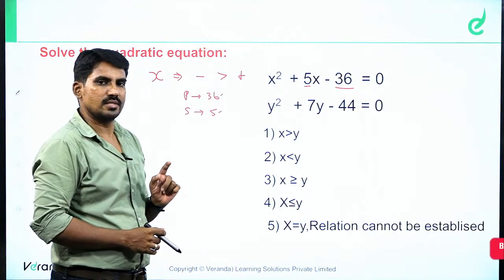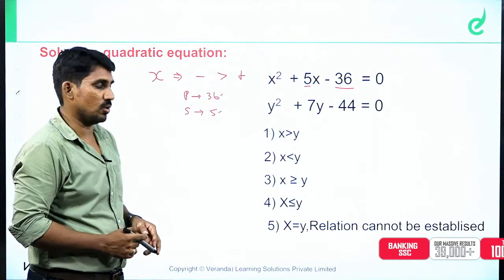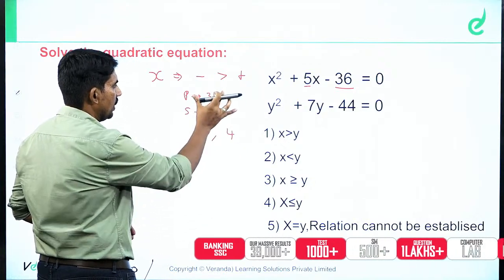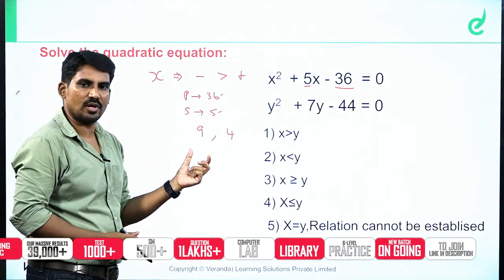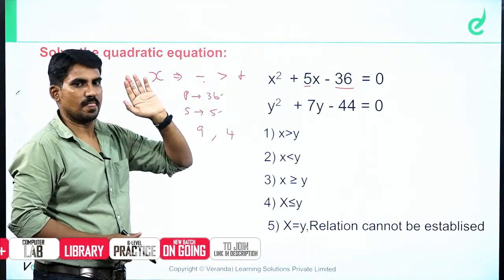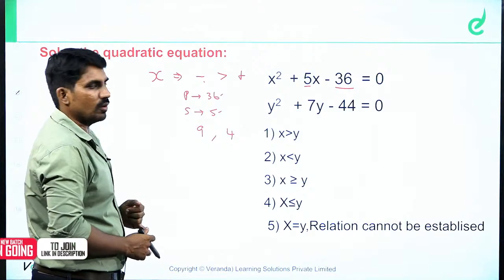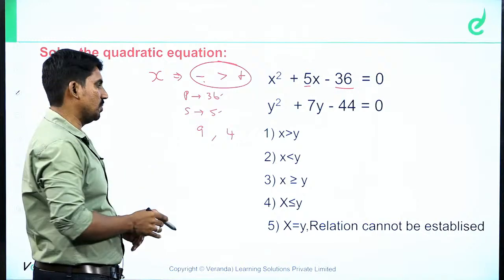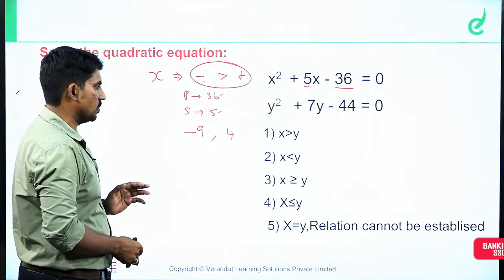Product is 36: 6 sixes are 36, 18 twos are 36, right? 9 fours are 36 also, right? Therefore, when we take the two numbers 9 and 4, we get product 36, confirmed, right? 9 and 4 difference is what? 5. Both root signs are different, B is the difference, don't forget, clear? Okay, now next step: minus plus, therefore minus for the higher number, so 9 is minus, 4 is plus, right.